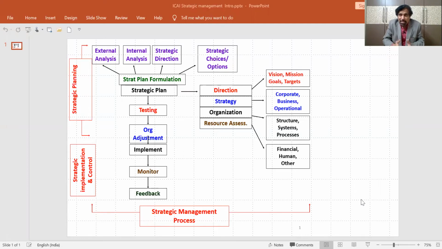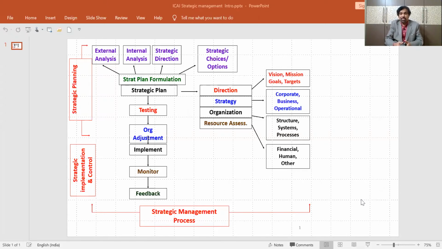The strategic formulation process ends up with the strategic plan. So what happens in the strategic plan formulation? We do an external analysis of the environment. We do an internal analysis of the organization. We determine what strategic direction we want to take. And finally, of course, exercise a choice after identifying the options. So these are the 4 dimensions of the strategic formulation. So what do we do in external analysis?